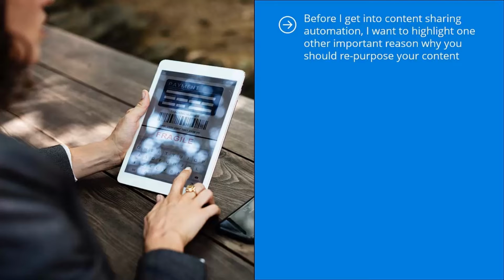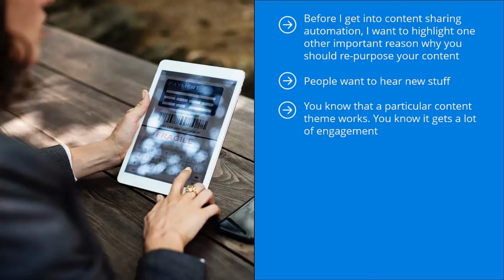Before I get into content sharing automation, I want to highlight one other important reason why you should repurpose your content. If your audience members keep seeing that you talk about the same stuff over and over again, chances are you will lose them. People want to hear new stuff. People want you to explore other related needs of theirs. They don't want you to basically keep recycling the same stuff over and over again.